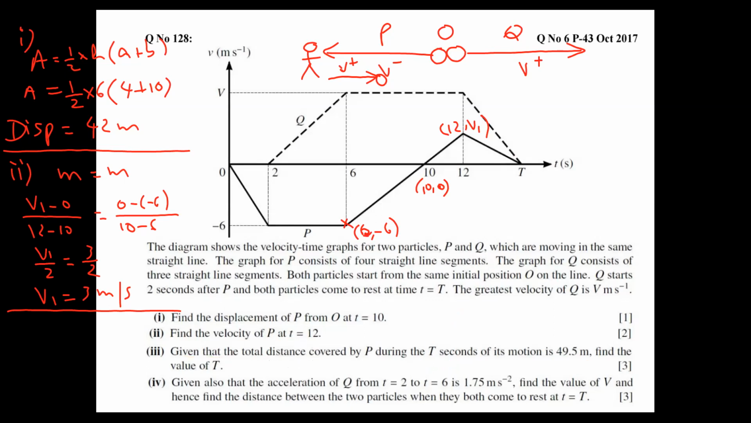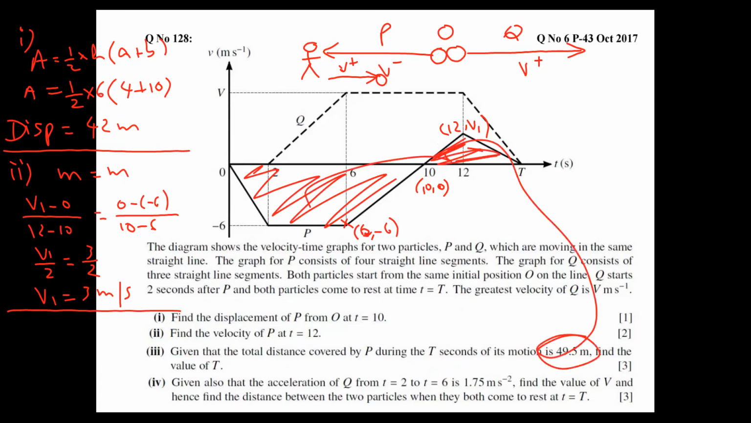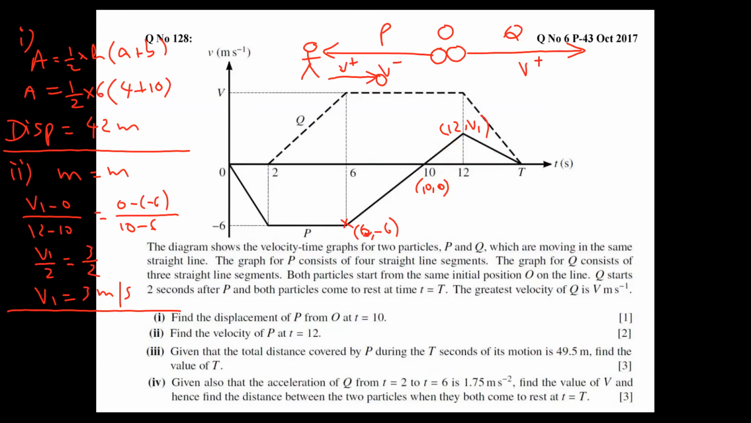Distance, while maybe it's going backward to the observer, then go away. So this total distance is how much? 49.5. So I can say that the area of this part and the area of this triangle together is equal to 49.5. How do I know? Because he said distance traveled, not displacement.